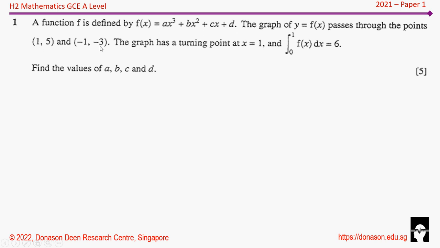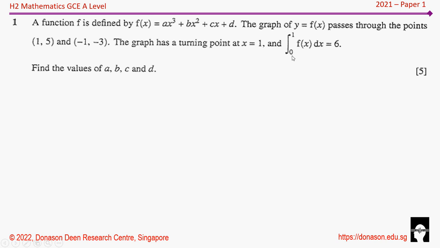And of course we are given 2 of the coordinates through which the curve passes. So by substituting (1, 5) into the equation, we can set up one equation, and by substituting the coordinate (-1, -3), we could set up a second equation. Let's say we have another 2 more conditions. The graph has a turning point. That means the first derivative dy/dx should be equal to 0 at x = 1, and that should give us a third equation when we use this condition.